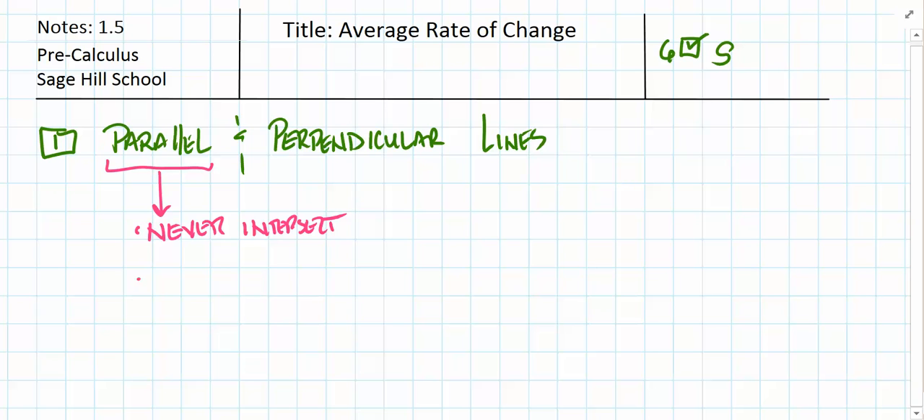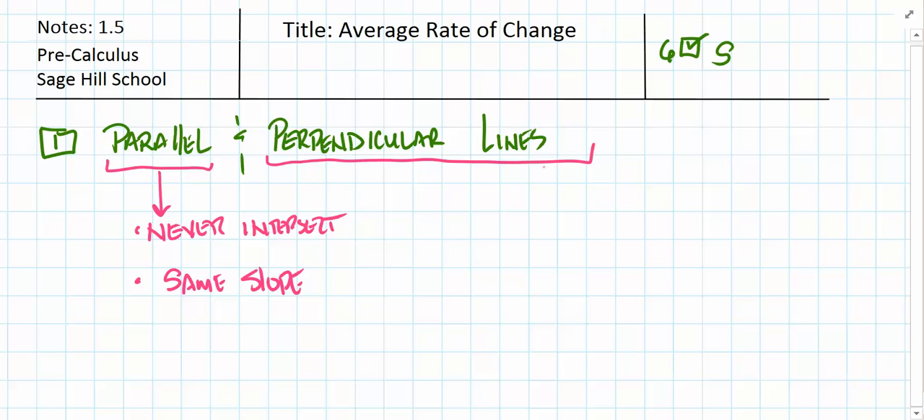Something about their slopes. The slope of two parallel lines has to be what? The same, yes. Two lines have to have the same slope. And that could be two or more lines, right? I could have a ton of lines. I could have 50 lines that are all parallel in the plane, right? Anything else about parallel lines we should talk about? Alright, straightforward enough. What about perpendicular lines?